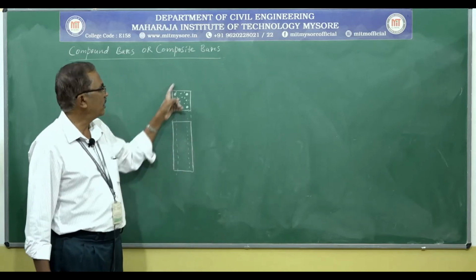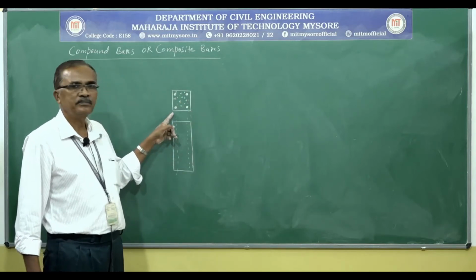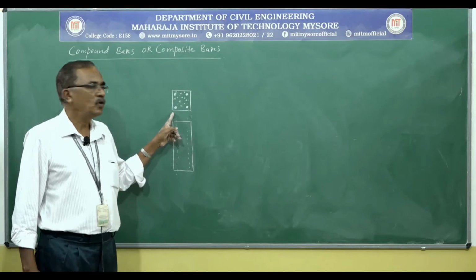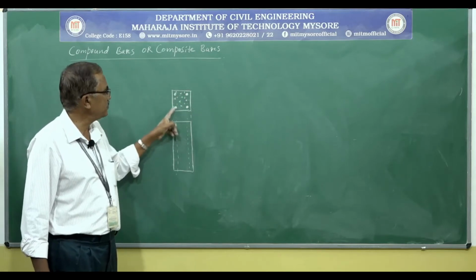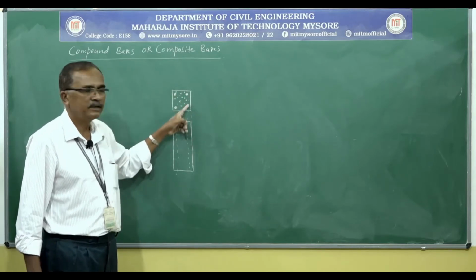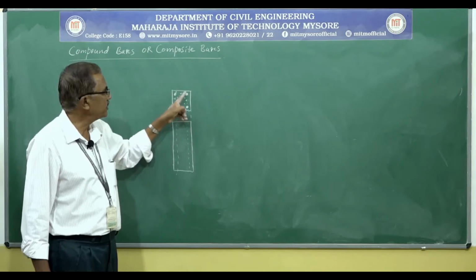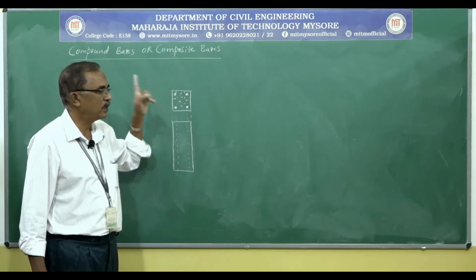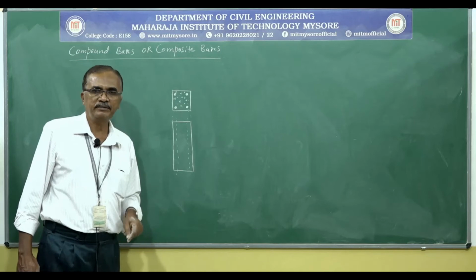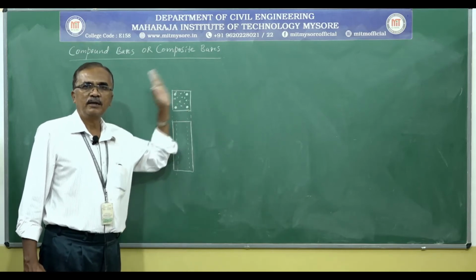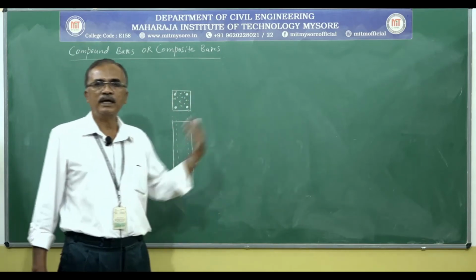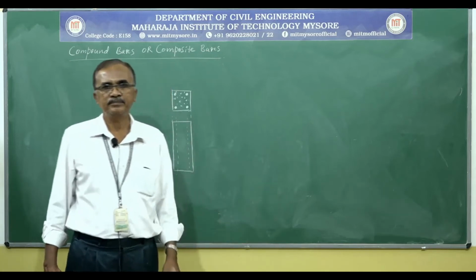Again, let us consider this RCC column. Though the cross sectional area of steel is very less here compared to concrete, the load carried by the steel is more when compared to the load carried by concrete, because steel carries more load than the concrete.